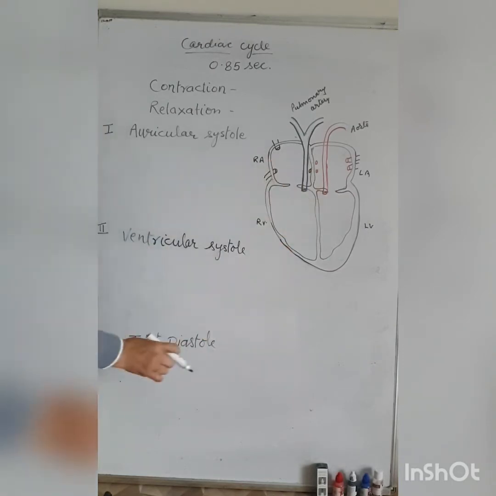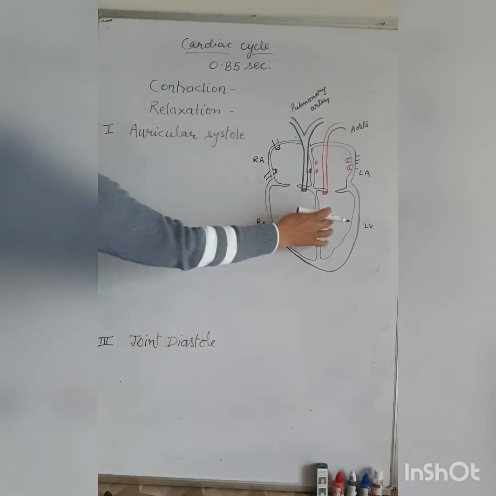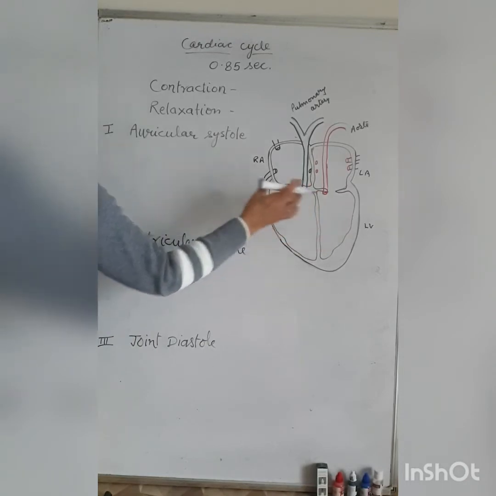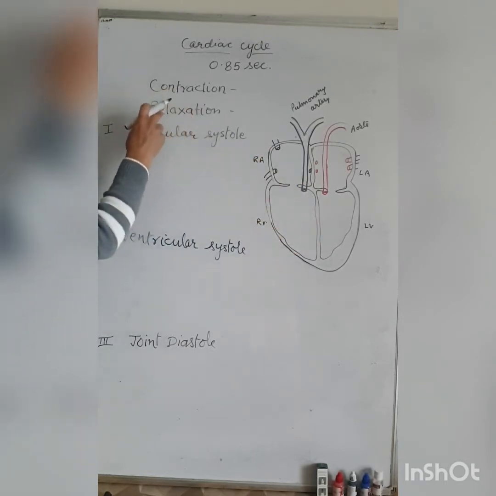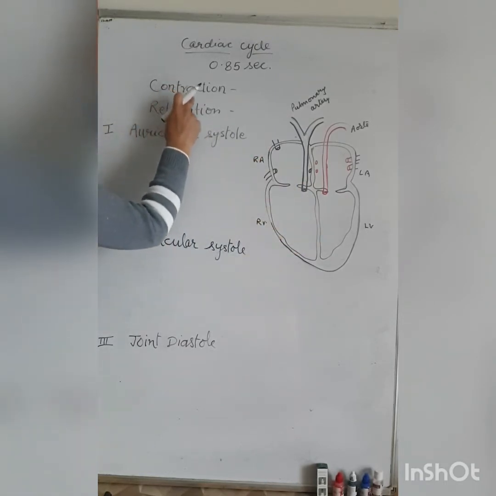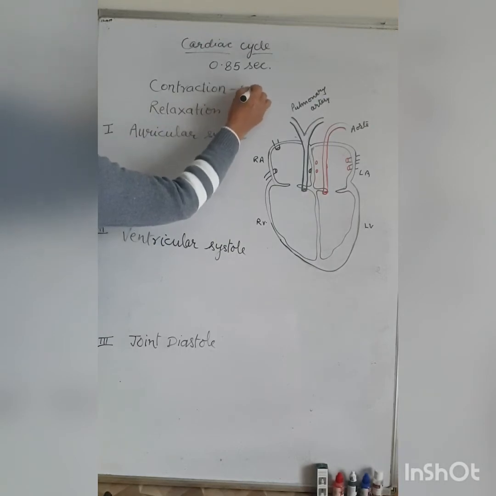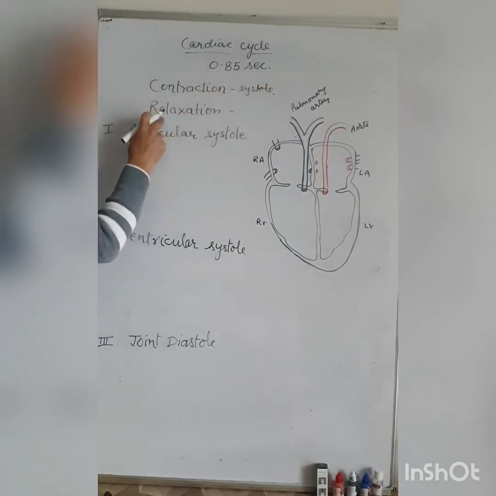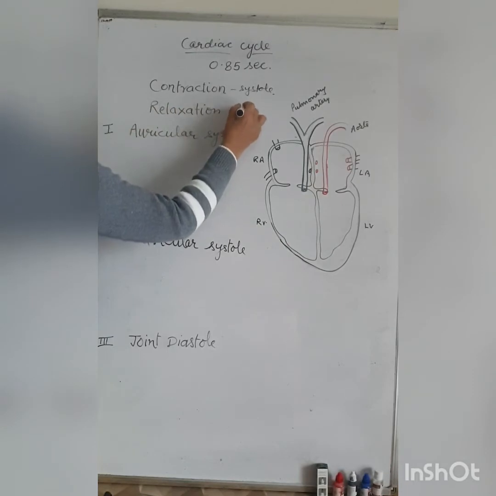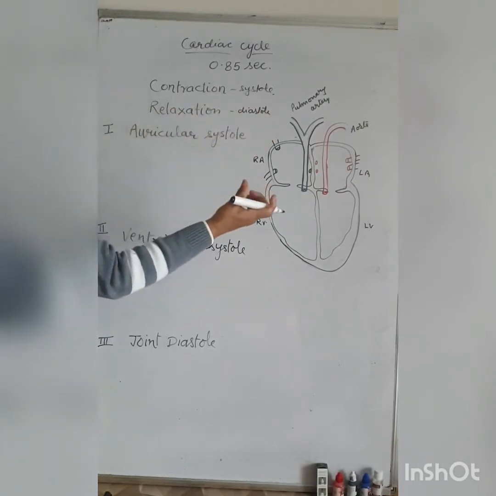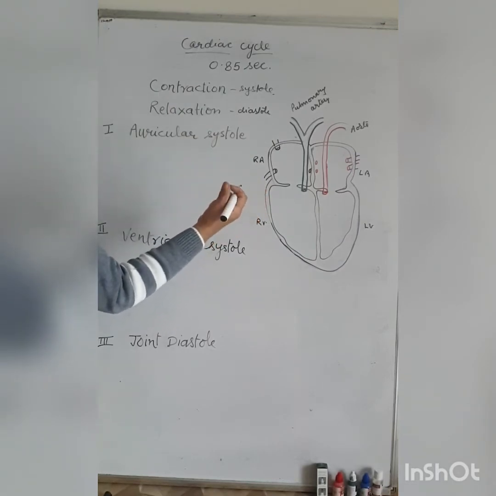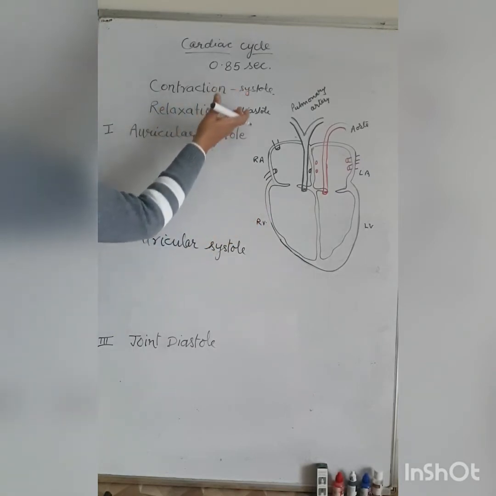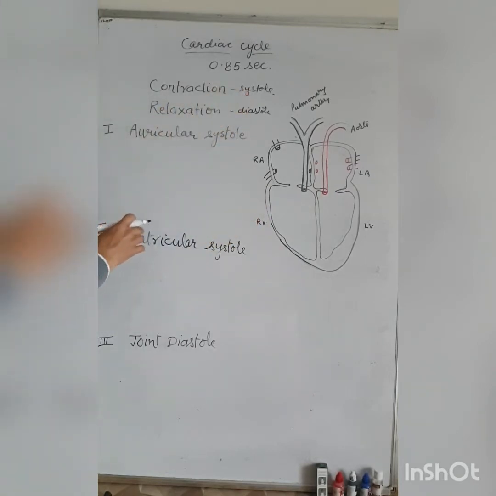Now we discuss the working of the heart. The heart's function is pumping. During pumping, it contracts and relaxes. The contraction phase is called systole and the relaxation phase is called diastole. So the heart contracts, relaxes: systole, diastole, systole, diastole. This process occurs in a rhythmic manner.